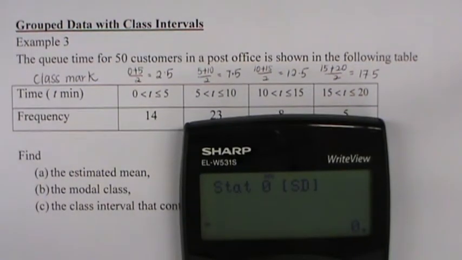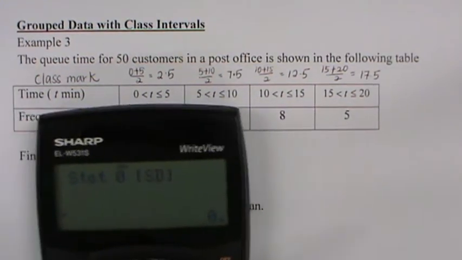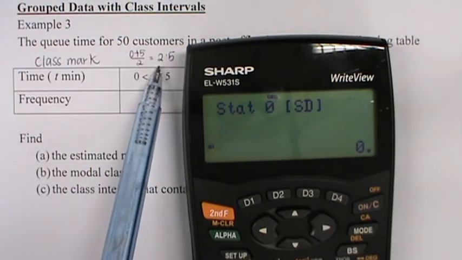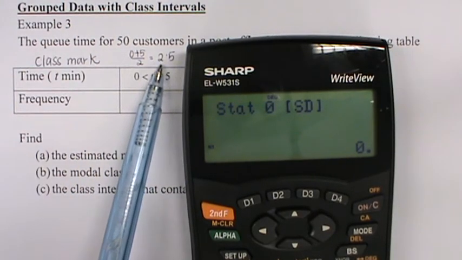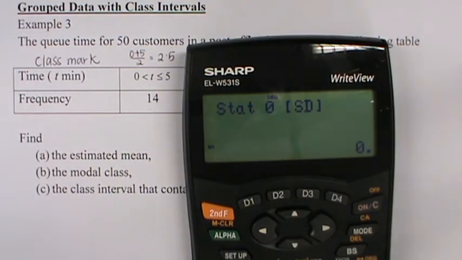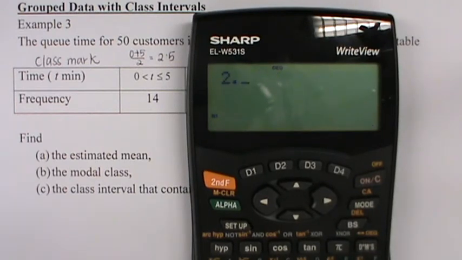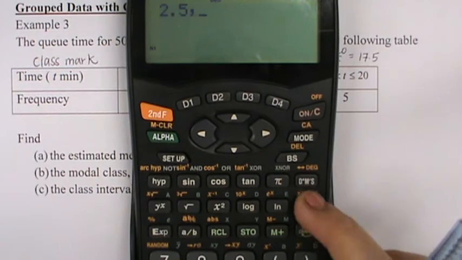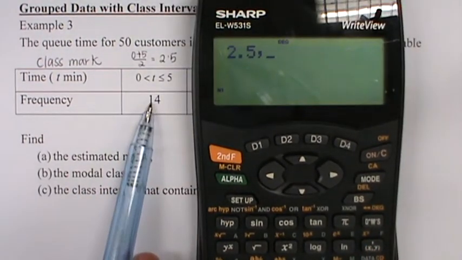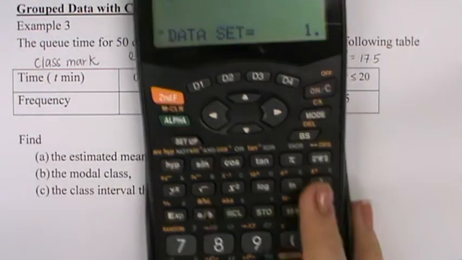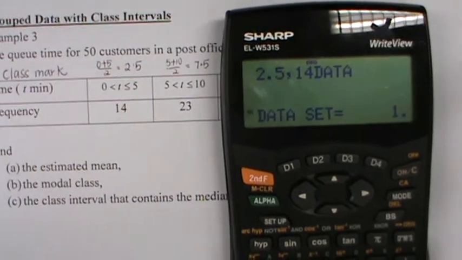In this case, let us get started with our calculations. So back to our statistics mode. Now the data that I'm going to key in is no longer from 0 to 5, but I will take 2.5 to represent the data in that class interval and a frequency of 14. So you will need to key in 2.5 as an estimate of the class interval, pressing the X, Y button, followed by the frequency 14 and the data button. So we have keyed in the first set of data.